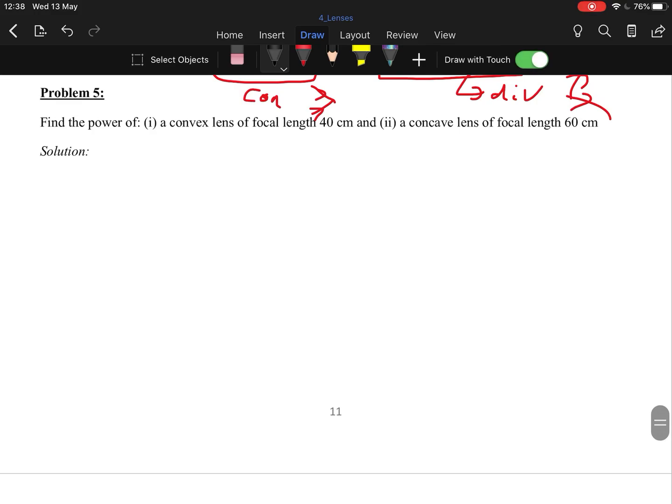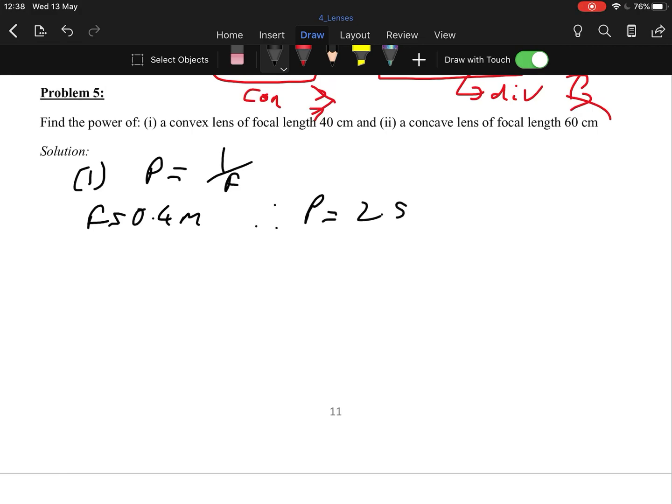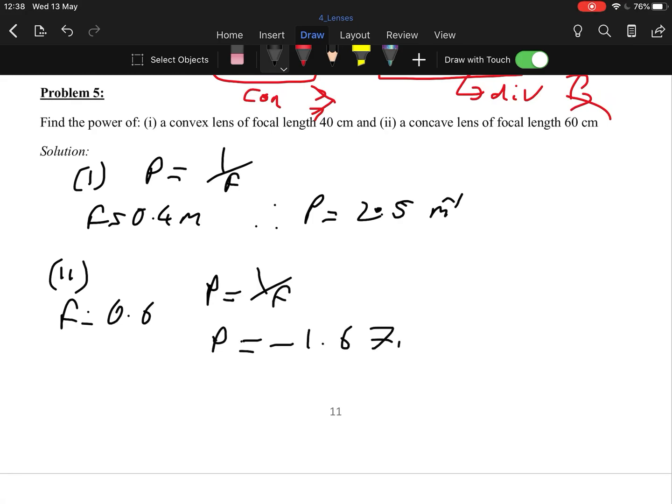Problem 5. Find the power of a convex lens of focal length 40. Very straightforward. P equals 1 over F. F equals 0.4 meters. Therefore, P is equal to 2.5 per meter. We have to convert. And a concave lens of focal length 60. So F equals 0.6. P equals 1 over F. P equals minus 1.67 per meter. Why did I have minus down there? Because concave. Okay, so its power is minus. So concave has to be minus.